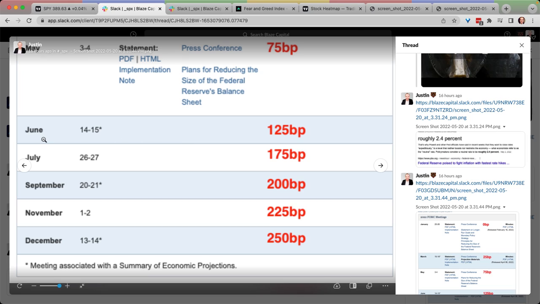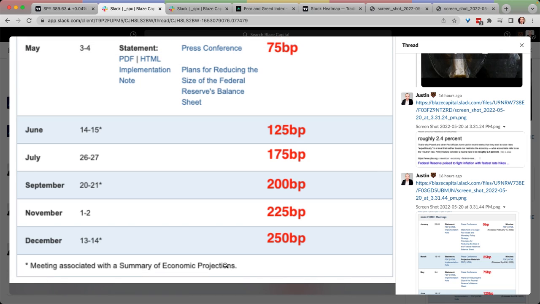It's also important to note that when they do raise in June, there's an asterisk here. So that is a meeting associated with a summary of economic projections. So the summary of economic projections is going to tell us what the Fed currently thinks is very important, meaning what do they think the state of the economy is? And it's important because we got meeting minutes coming out on Wednesday, which I'll go through when I get through the rest of my PowerPoint.